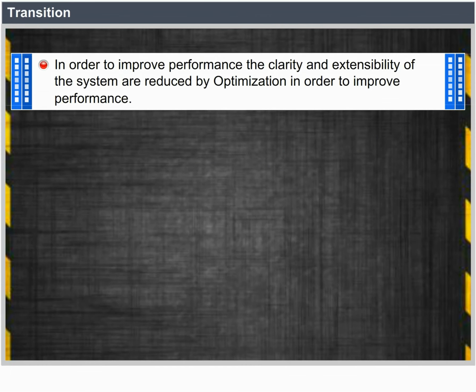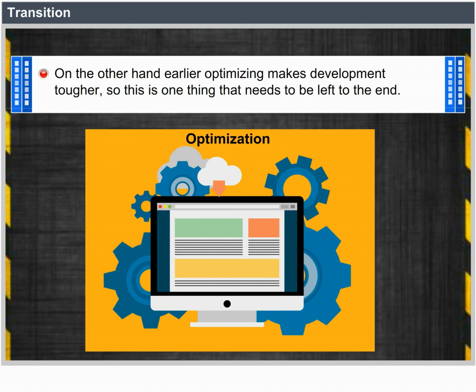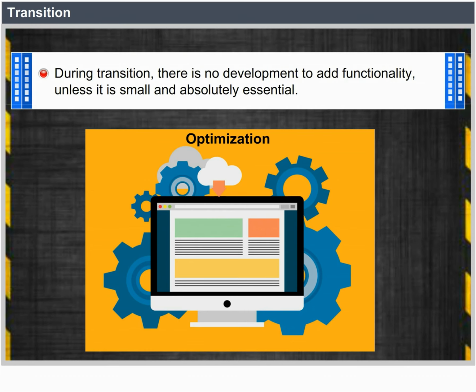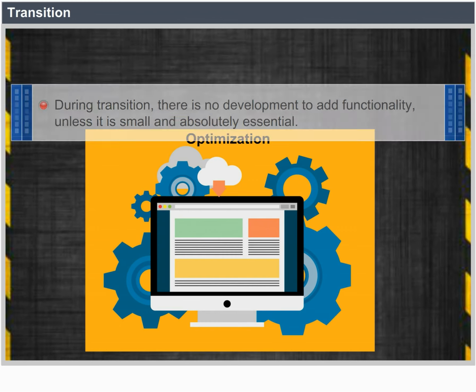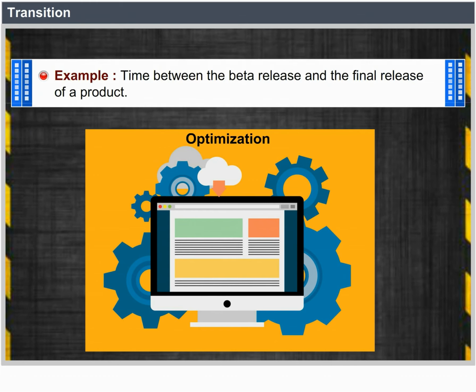Transition. Optimization reduces the clarity and extensibility of the system in order to improve performance. On the other hand, optimizing early makes development tougher, so this is one thing that needs to be left to the end. During transition, there is no development to add functionality unless it is small and absolutely essential. There is development to fix bugs. Example: the time between the beta release and the final release of a product.